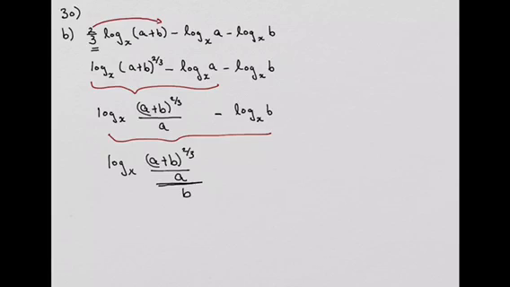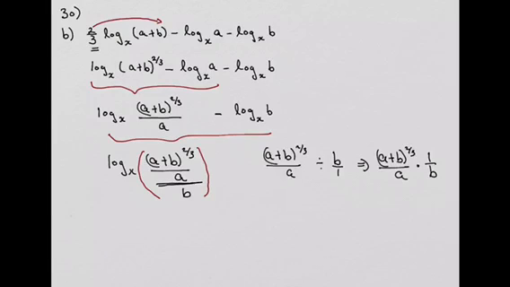And this here can be simplified. So if I simplify that on the side, I have a plus b to the 2/3 power over a divided by b, which is like b over 1. And we know that division changes to multiplication, so we have a plus b to the 2/3 power over a times 1 over b. So the inside here can be written as log base x of a plus b to the 2/3 power, all of that over ab.